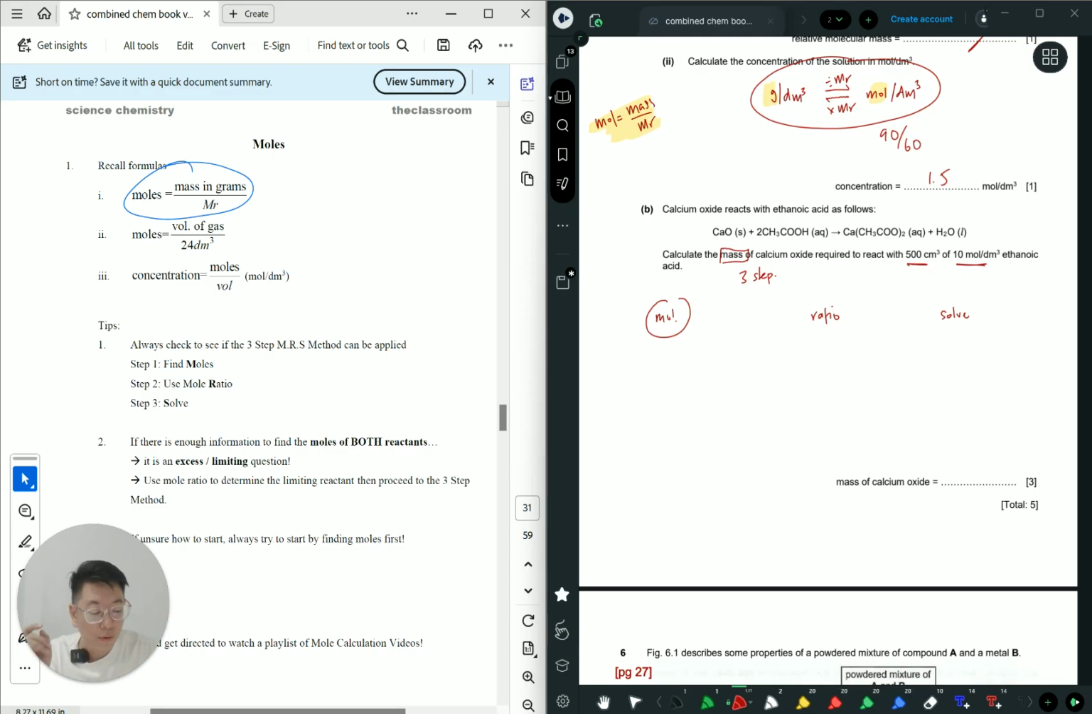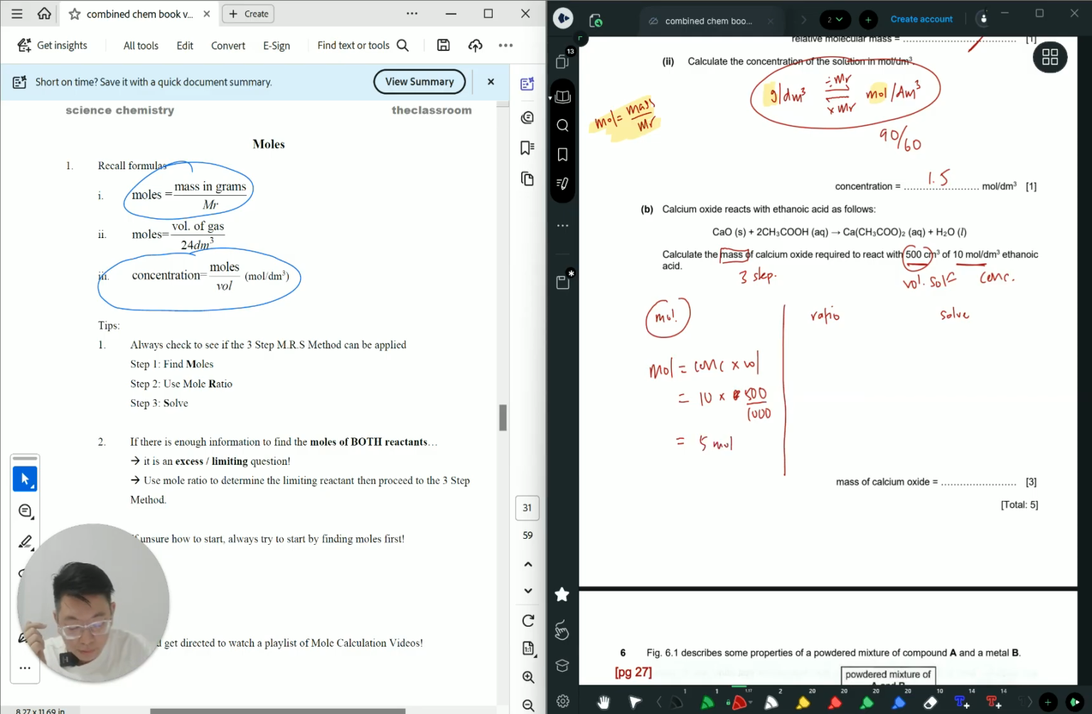If that sounds like you, what you want to do is label: oh, this is volume of solution. And this is concentration of acid. Volume, concentration. Which formula? Is it formula number 3? Yes. So volume, concentration, formula number 3, all right, moles is concentration times volume. You take 10 and 500 over 1,000. Remember, you must always change volume to dm cube. So you take 10 times 0.5, you get 5 mole. That is step 1 done.